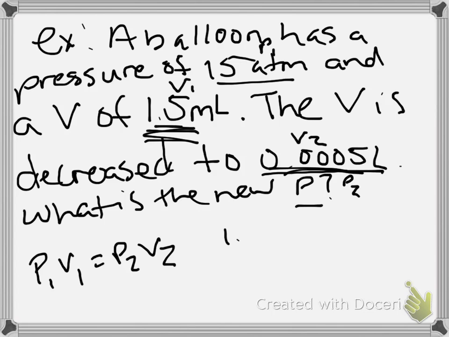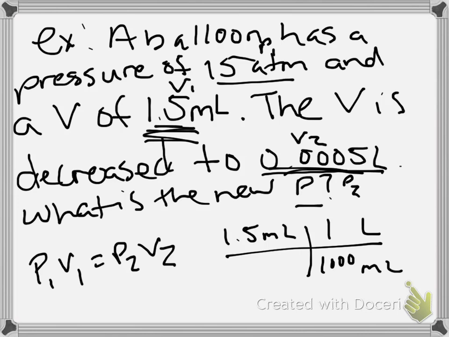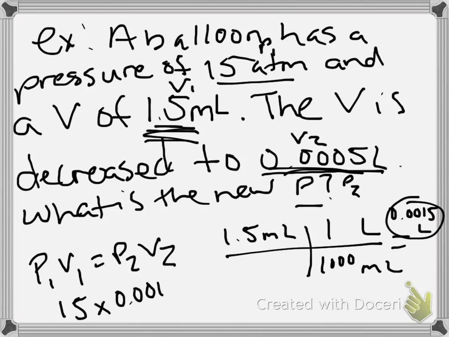So I'm going to go ahead and take 1.5 milliliters and convert it to liters. There's 1,000 milliliters in a liter. So basically I'm taking 1.5 divided by 1,000, which would be 0.0015 liters. So now for P1, I have 15. For V1, I have this new number here, 0.0015. We don't know P2, and V2 is 0.0005.